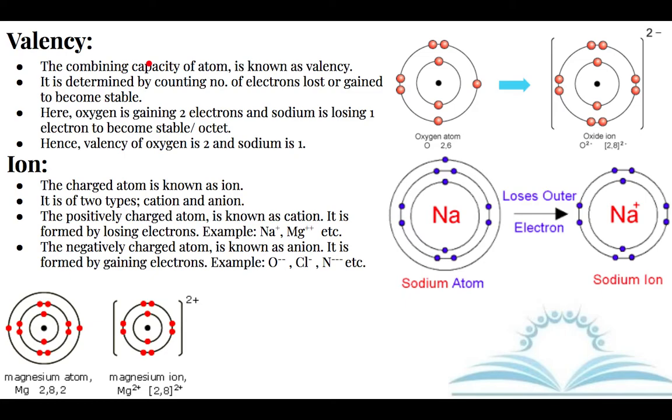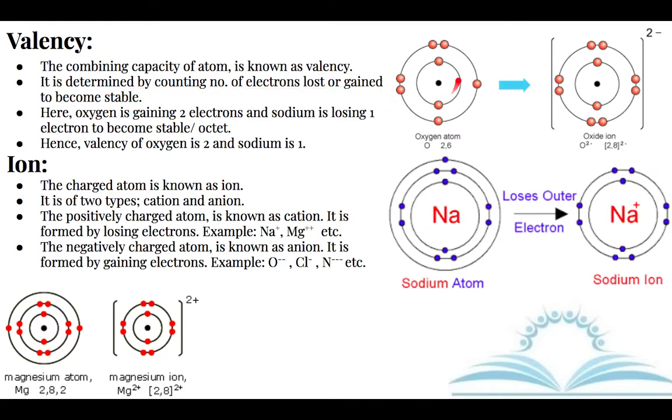And as I told you, unstable atoms lose or gain electrons to become stable, and after losing or gaining the electrons, they combine with another atom. That combining capacity of an atom is known as valency. And how do we determine it? We determine it by counting the number of electrons lost or gained to become stable.